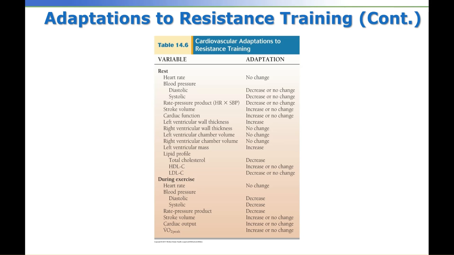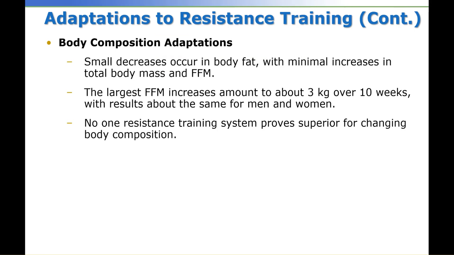One of the things is that obviously with exercise, heart rate goes up. Blood pressure, it says here decrease, but actually this should say blood pressure increases during exercise, during resistance training. Okay, obviously blood pressure increases, both systolic and diastolic. This should not say that; it's an error in the book. So these are just things to think about.